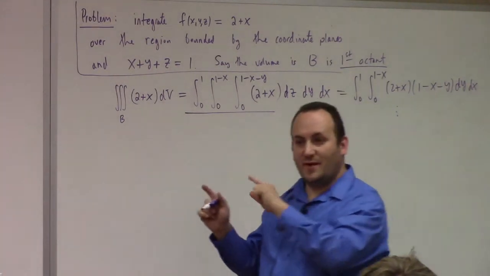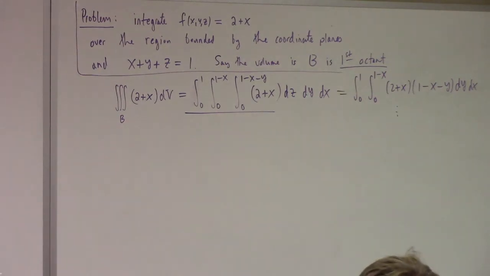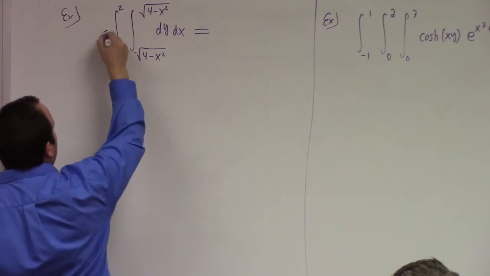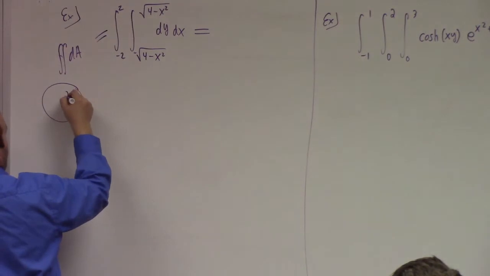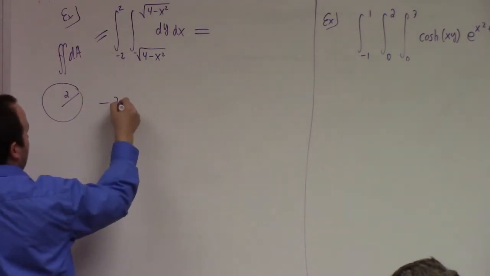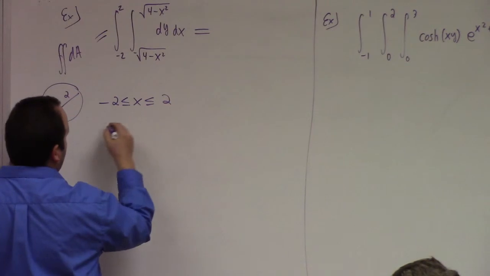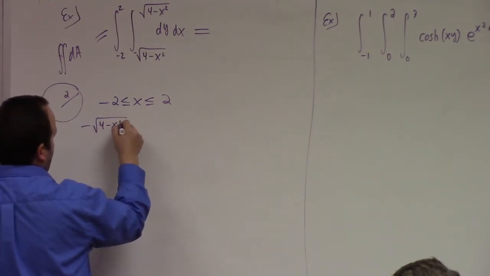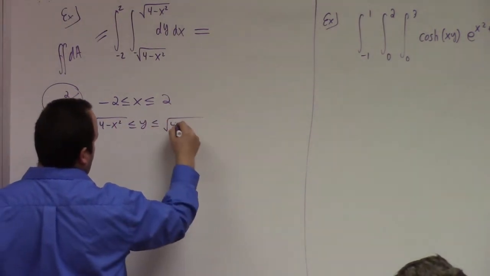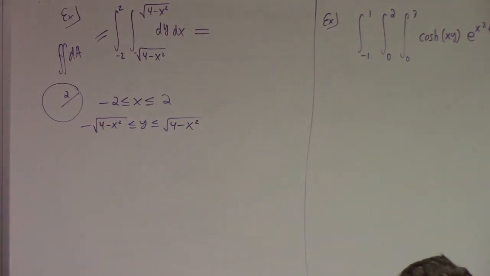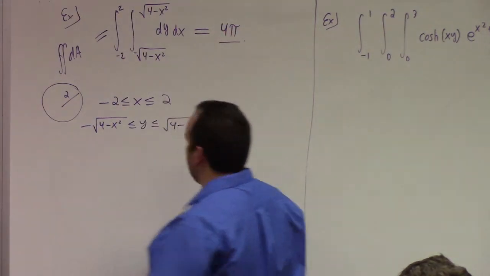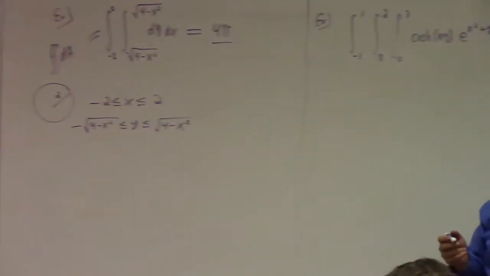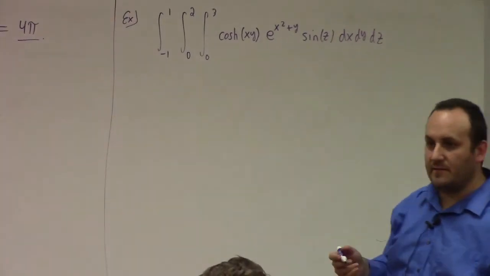Okay, well, good news. These problems I can solve in a minute. This is what? Not 0. No, this is the integral of dA over a circle of radius 2. You've got minus 2 less than or equal to x less than or equal to 2, and you've got negative the square root of 4 minus x squared less than or equal to y less than or equal to the square root of 4 minus x squared. That is a circle of radius 2. The answer is 4 pi. Again, I'm assuming that the area of the circle is known. We will derive that very soon, okay?